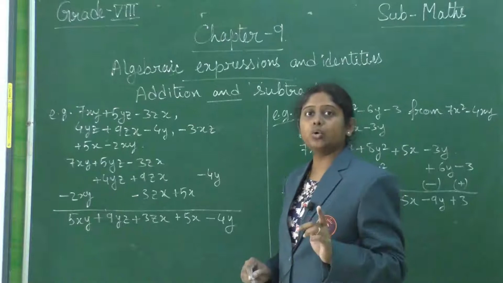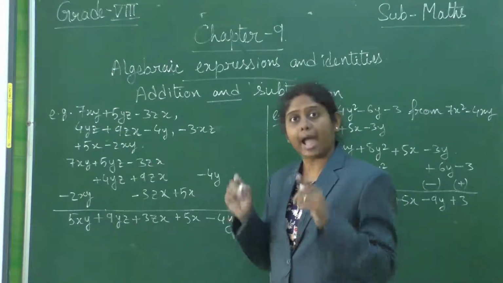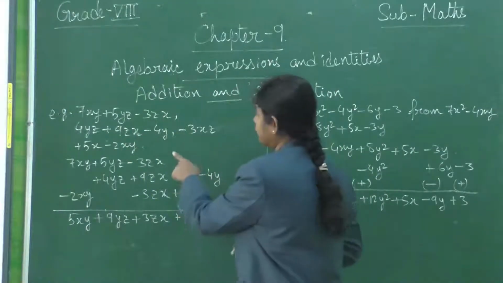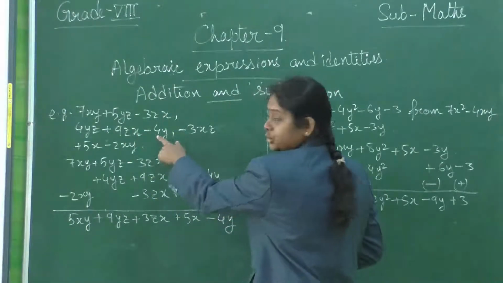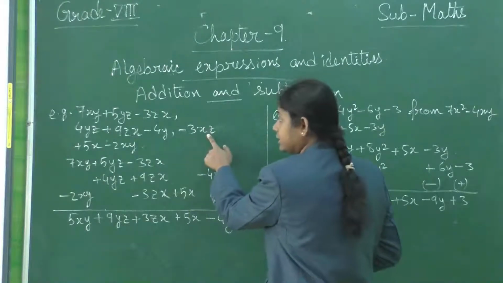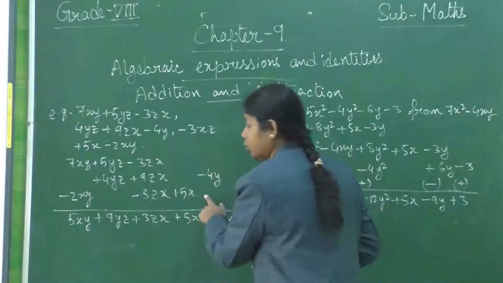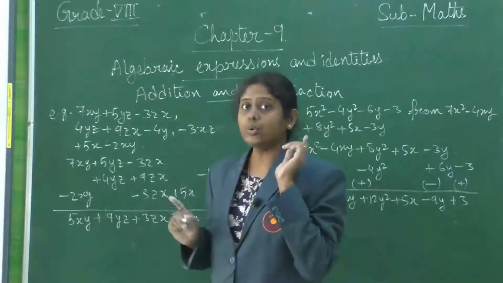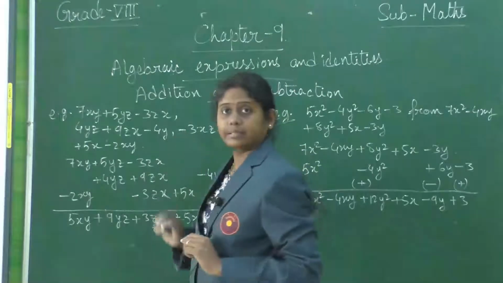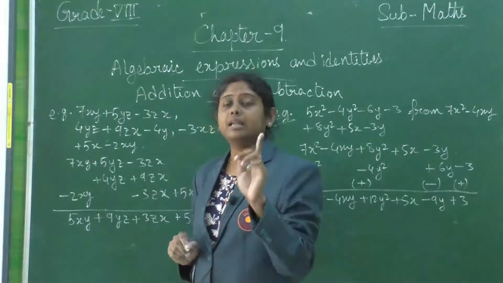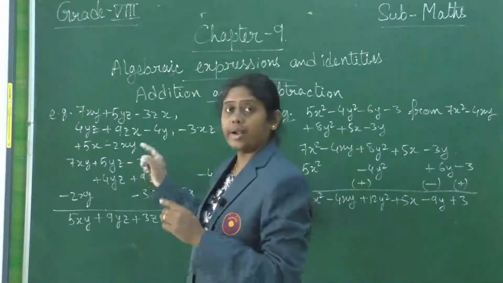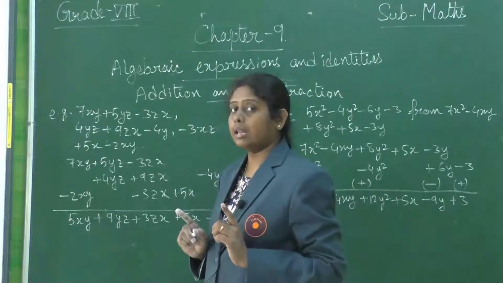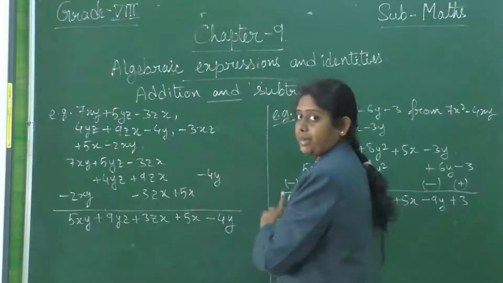Now, as I told you in the steps, first you need to arrange all the expressions. So the first expression we should write in the first row, the second expression in the second row, and the third expression in the third row. Now, when you are writing row wise, you have to check the like terms and unlike terms. The like terms you need to write one after one, means column wise, and unlike terms should be separate.